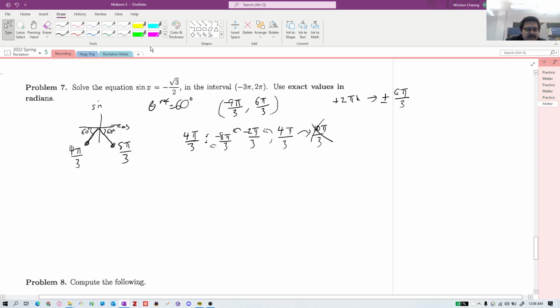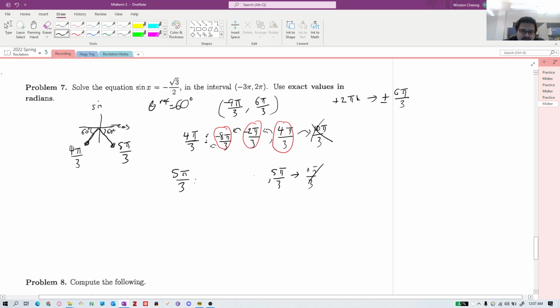So unfortunately, I decorated it quite a lot. So maybe I'll circle the values that we actually found that work. Those were the angles that are equivalent to 4 pi over 3. We also need to find the ones that are equivalent to 5 pi over 3 that live within this interval. So let's do that. 5 pi over 3. If I try to go above, I would add the 6 again, and we would get 11 pi over 3. And notice that that's outside of our interval, our window, so we can get rid of that.